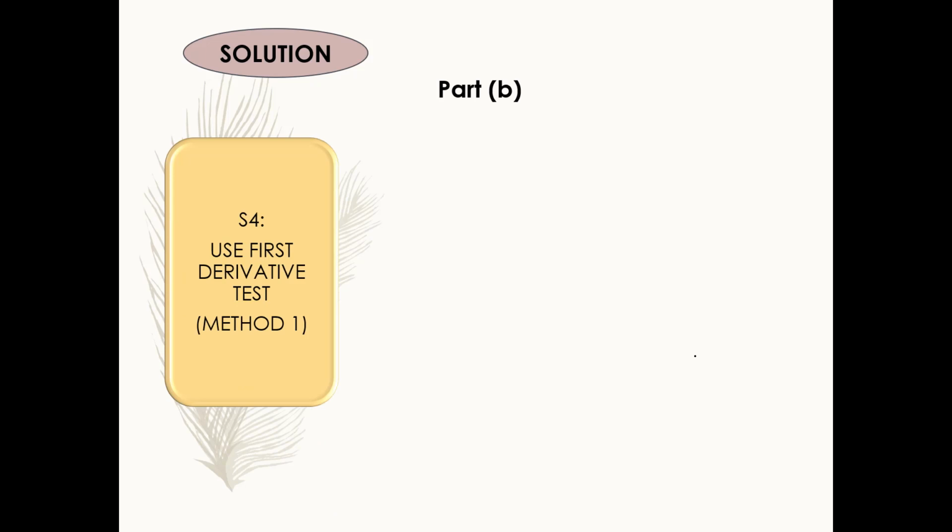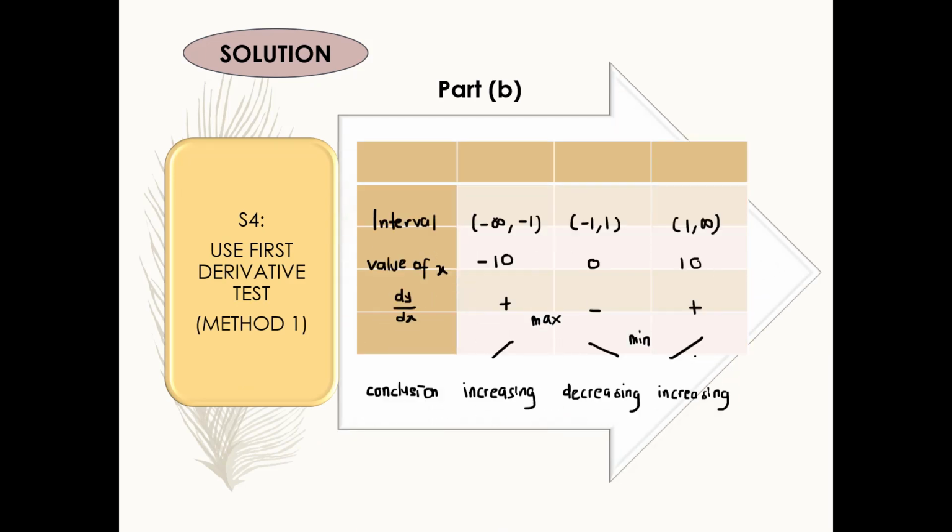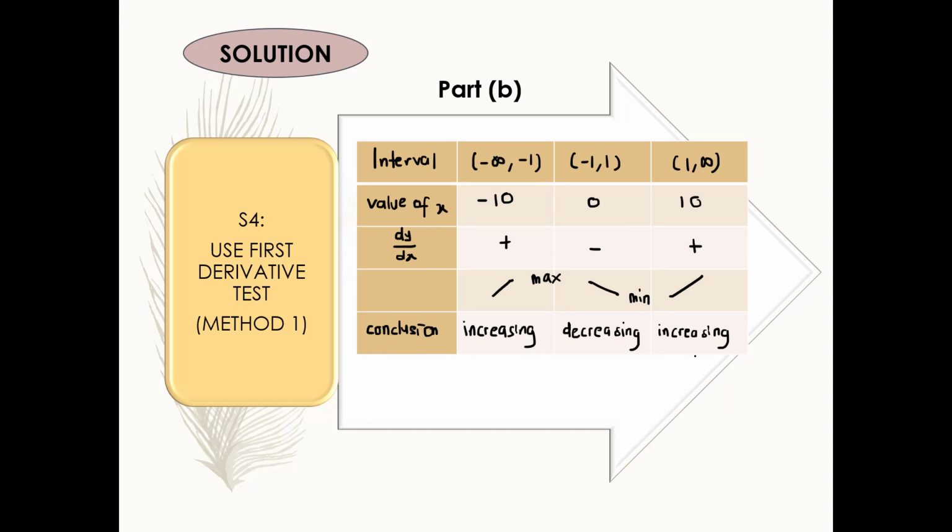For part B, you need to find the interval on which the function is increasing and decreasing. So we can use the first derivative test that we already got in step 4. So here you can see the function is increasing on the interval negative infinity to negative 1 and 1 to infinity. And the function is decreasing on the interval -1 to 1. So just put the conclusion here.